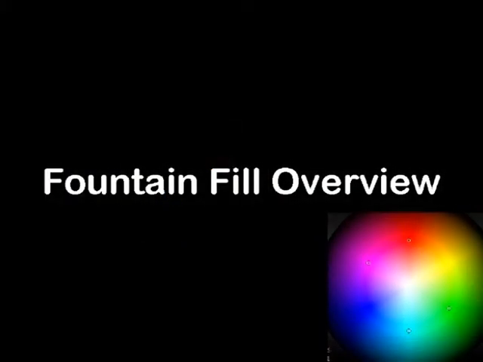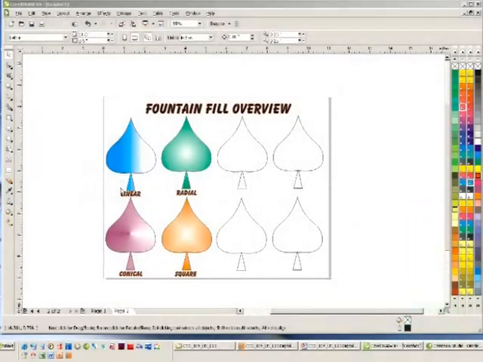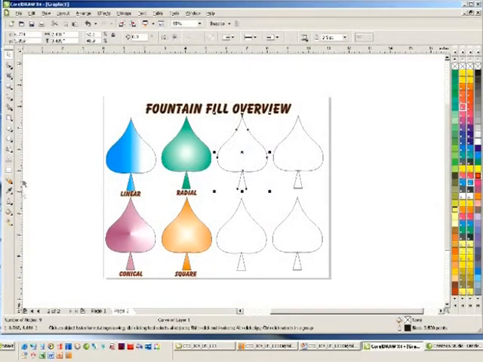Fountain fill overview. The following picture shows the 4 basic types of fountain fills. The top row features a linear and a radial fountain fill. The bottom row contains conical and square fountain fills. The fills to the left are accomplished by selecting an object with the Pick tool, clicking on the Fill tool to open the flyout, and clicking on the second icon to open the Fountain Fill window. All fountain fills are completed from this window.